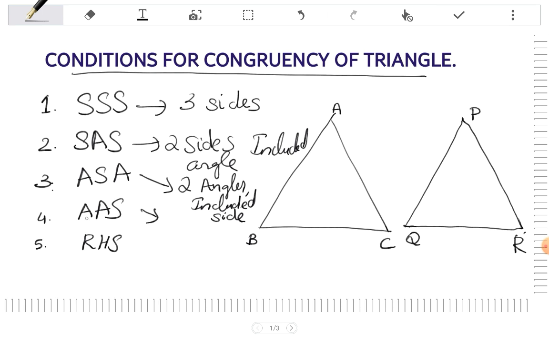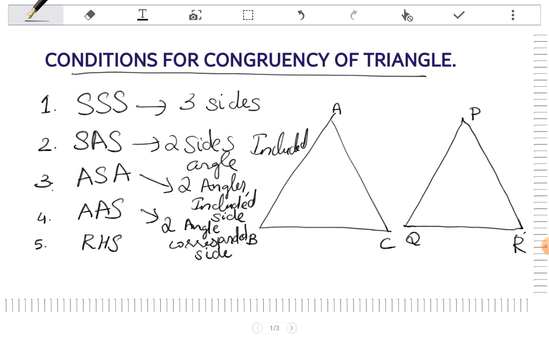Now the fourth condition, the AAS condition. In the AAS condition, A stands for angle, so 2 angles, and S stands for corresponding side. It is not an included side, or any other side. In the third condition, the side is in between the two angles, it is an included side, but in the fourth condition, S is at last, so it is a corresponding side.